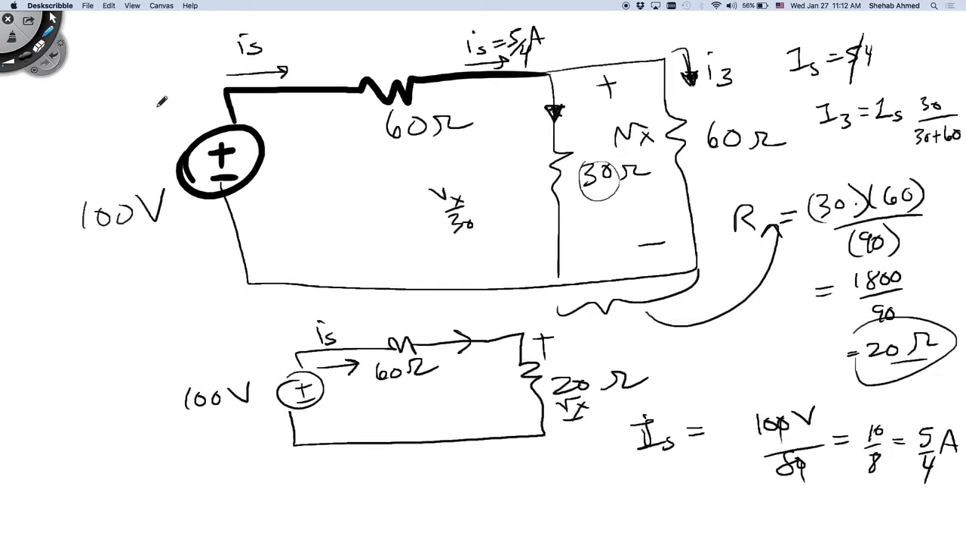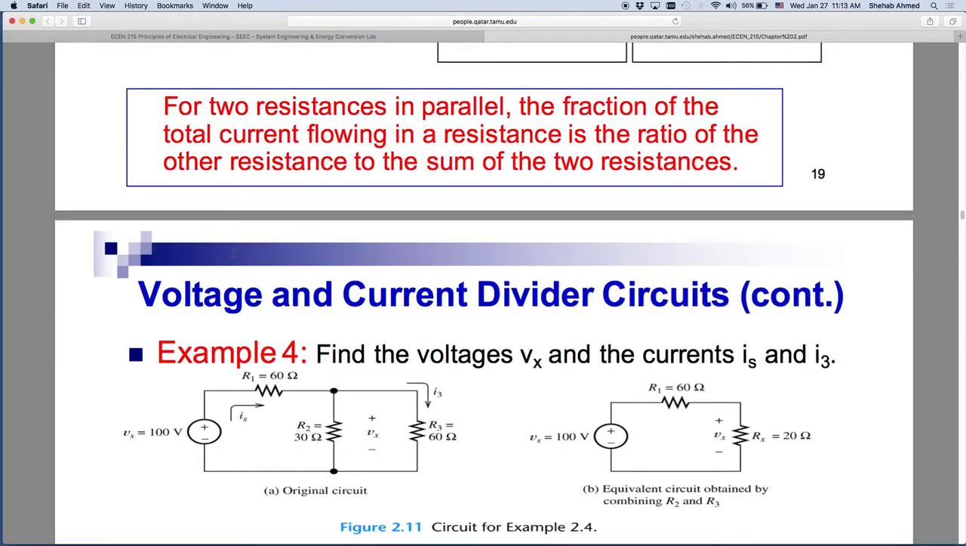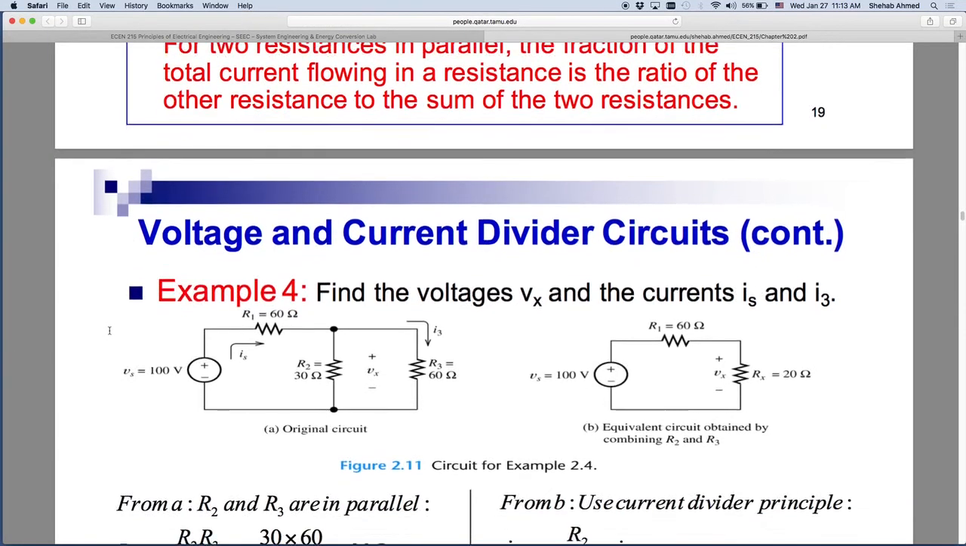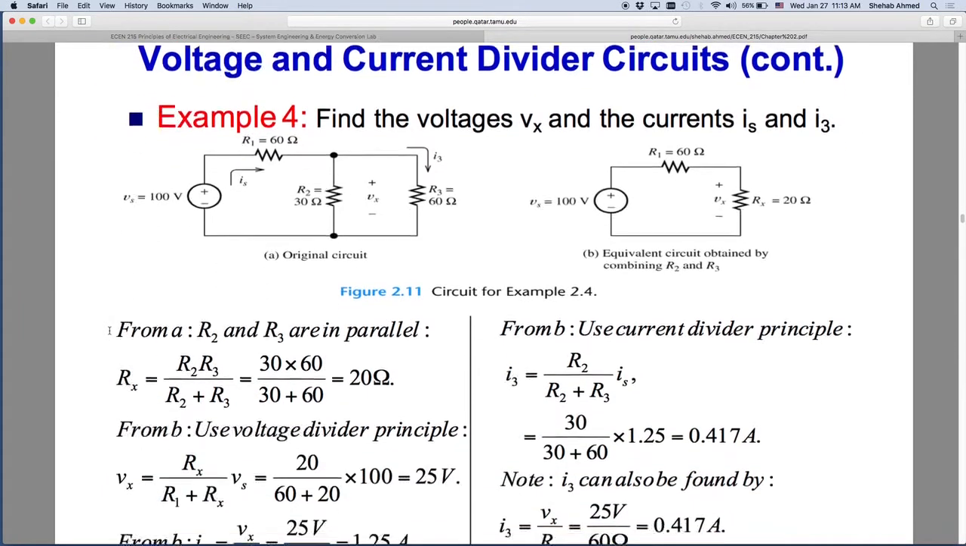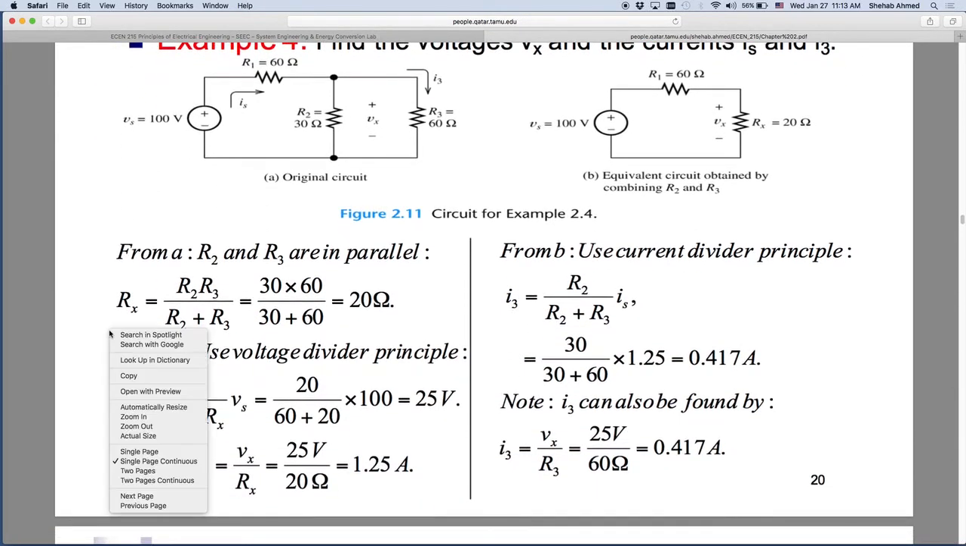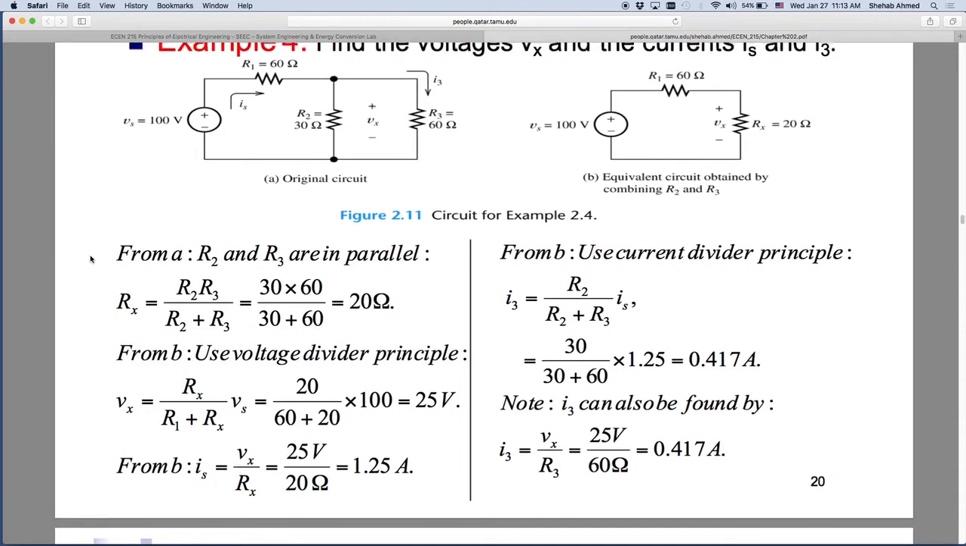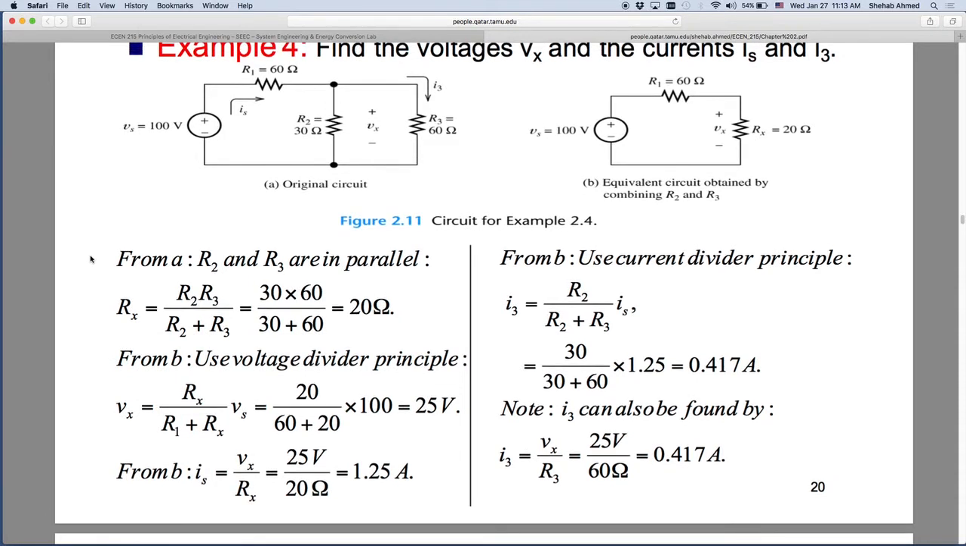Okay? Let's see. Okay. So we found the equivalent impedance, or resistance, and then after we find the equivalent resistance, they use the voltage divider rule to find the voltage. So they did a better job than we did, right?